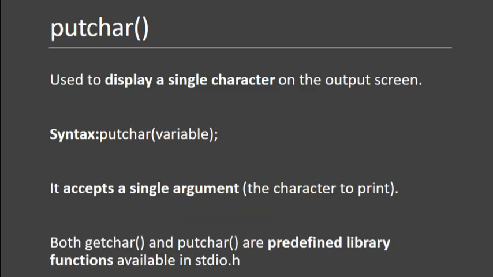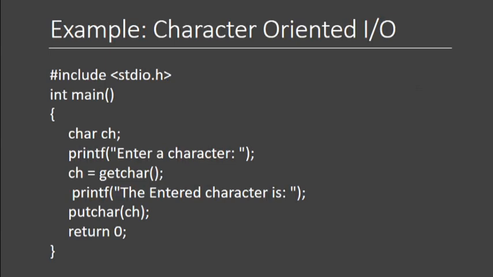So getchar and putchar are predefined in the standard input output header file library. So this is a program. By executing this program, we'll understand how character oriented I/O functions execute. #include <stdio.h> is the first instruction in C, where character oriented input output functions, printf and scanf functions, and string oriented input output functions are predefined in the standard input output header file.